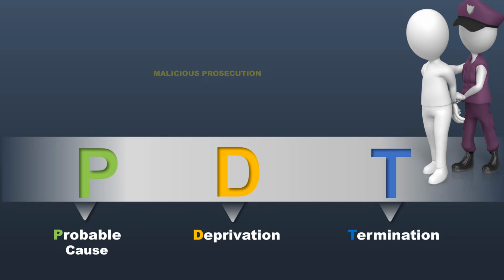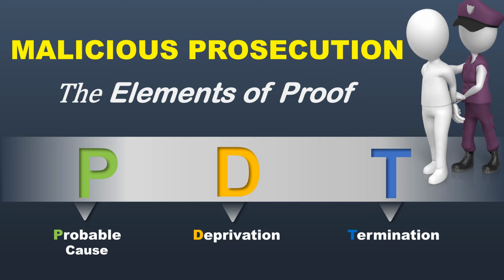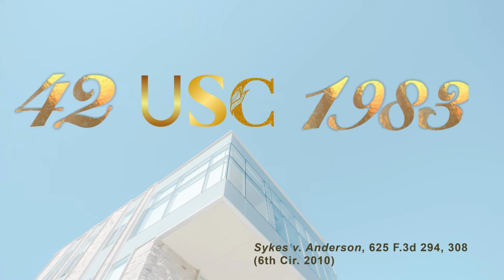Federal malicious prosecution has three elements of proof: probable cause, deprivation, termination. And we will look at these individually. When I say federal malicious prosecution, I'm referring to the accused suing the state and/or the police officer that arrested him under 42 U.S.C. 1983. I provided you with a case in the Sixth Circuit Federal Court, Sykes versus Anderson. It will help you to understand malicious prosecution and even help you to come to a decision as to whether the gentleman we just looked at was wrongfully arrested and whether the officer engaged in malicious prosecution.